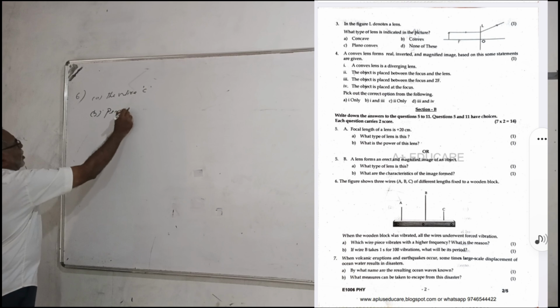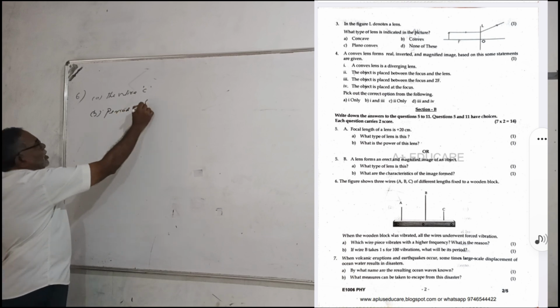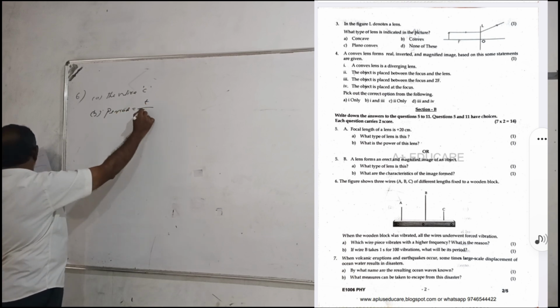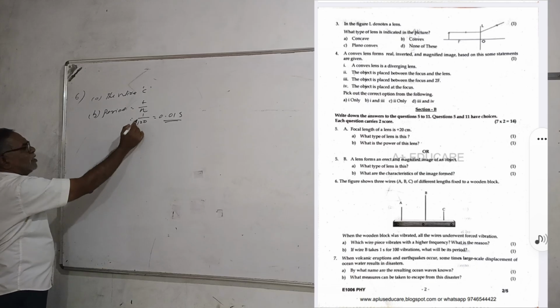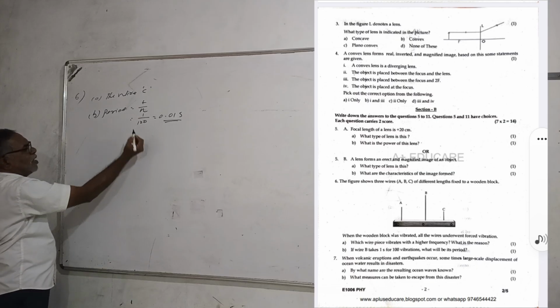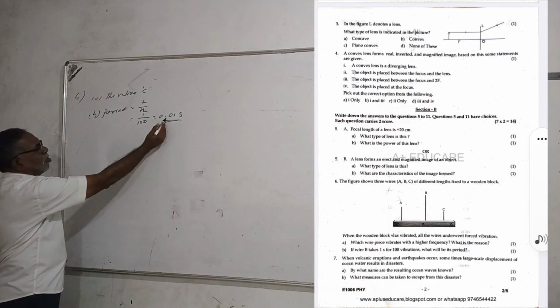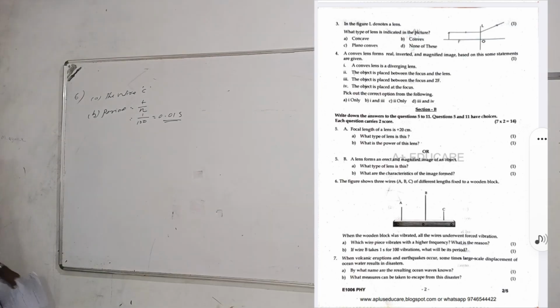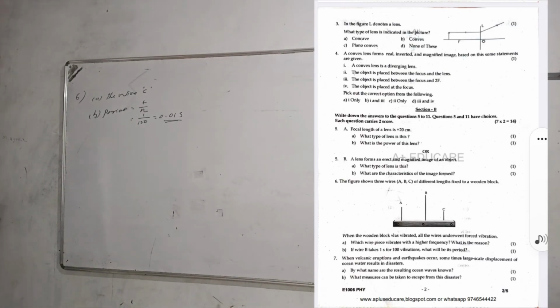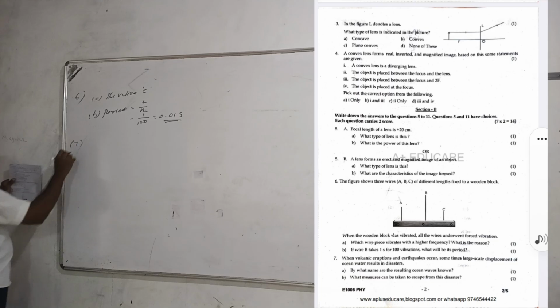Period is equal to time divided by number of vibrations. Time is 1 second divided by 100, that is equal to 0.01 second. So period is equal to 0.01 seconds. Question number 7.